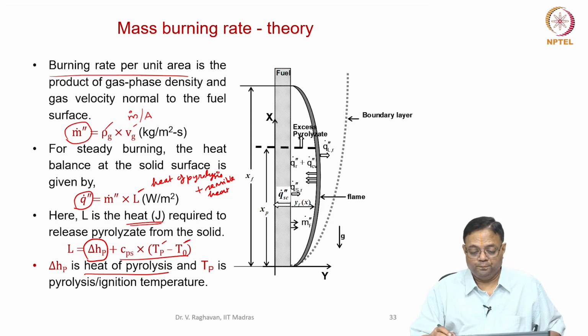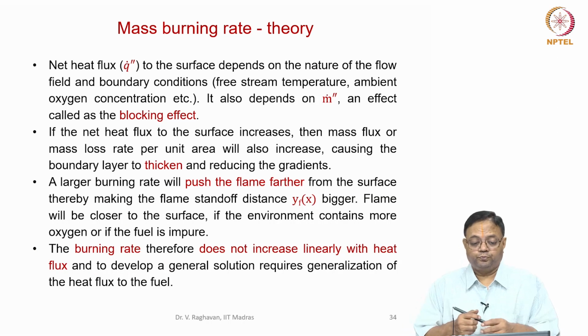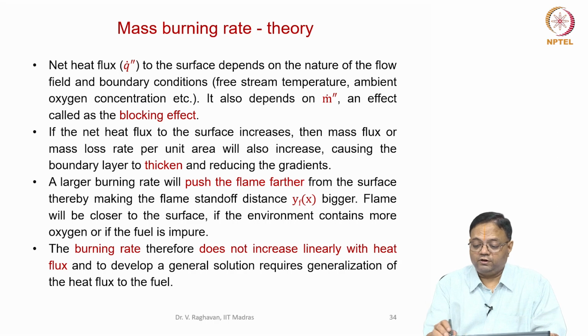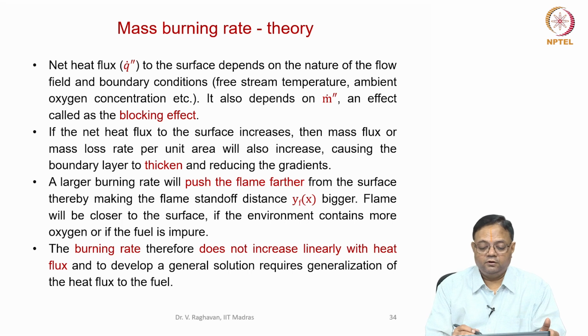Okay. So, now the net heat flux to the surface depends on the nature of the flow field and boundary conditions. Correct. So, if it is convection, etc., or the freestream temperature, how it is, what is the concentration, etc. So, this heat flux will depend on that. Okay. Now, there is an effect called blocking effect.